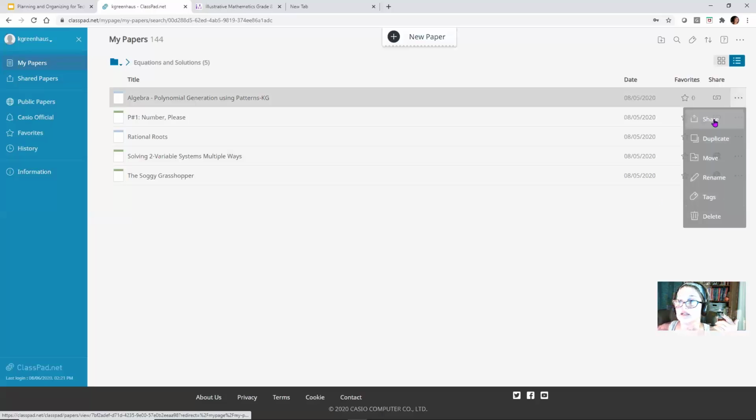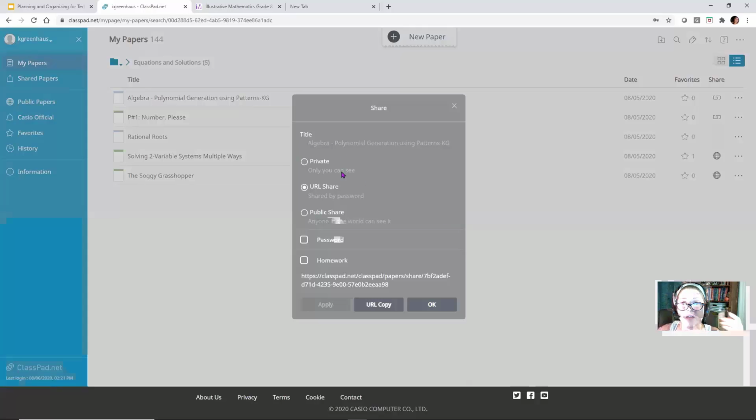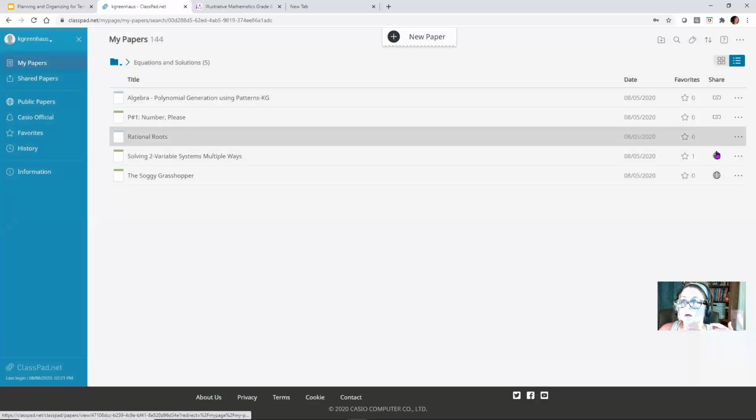This right here, sharing, which we're going to talk about in a minute, is how you get a URL. So if I hit share, this is how you can send it off to students. If you have an activity that you found or that you've created that you want students to do, you are going to share it by URL or public and send them the URL link. So this is where you can do that. You can do that here in paper management, or you can do it in the activity yourself if you're working in the activity.